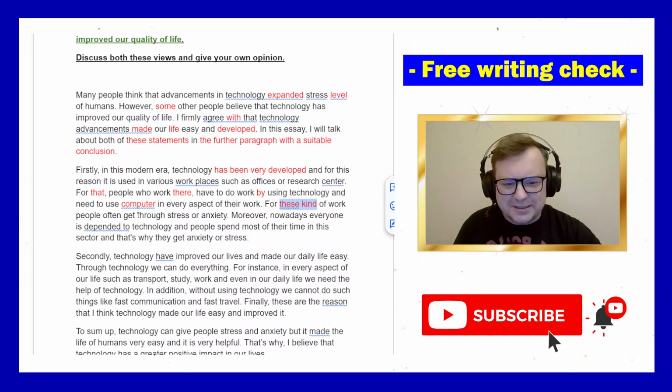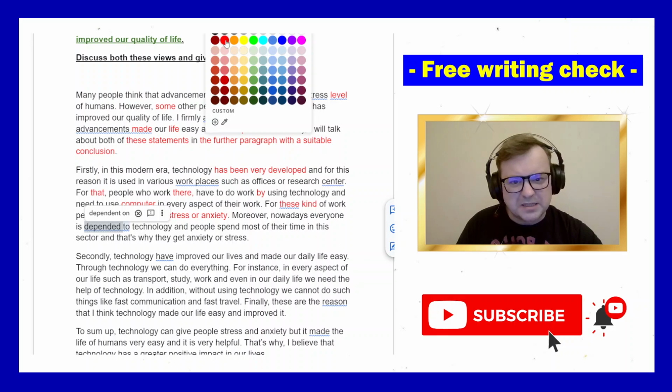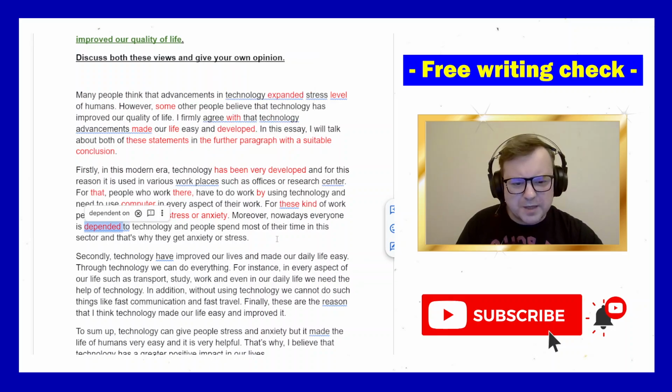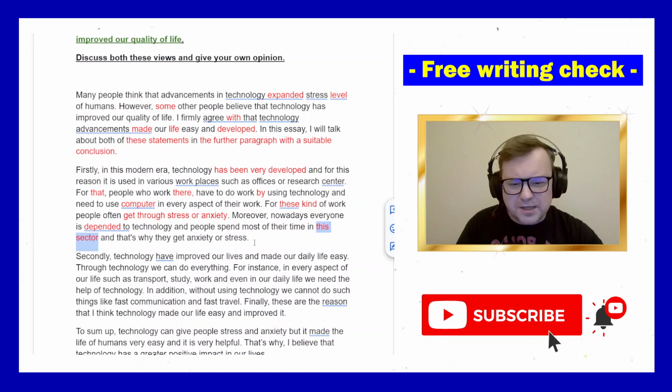"For this kind of work, people often get through stress." I don't know what it means to get through stress or anxiety. That sounds to me like they beat it, they overcome it, but I don't know. Get through stress. I don't know what that means. "Moreover, nowadays everyone is dependent, not is depended, on technology, and people spend most of their time in this sector." Which sector? It's not clear. You haven't mentioned any sectors yet. You've mentioned places where people work, offices and research centres, but those aren't sectors. "And that's why they get anxiety or stress."